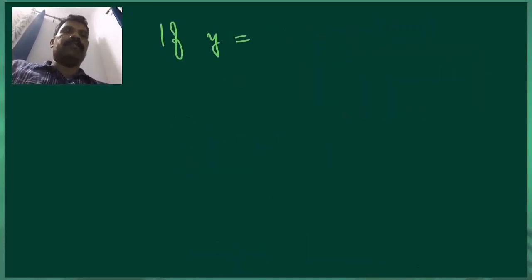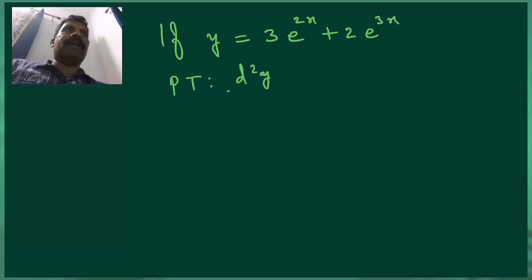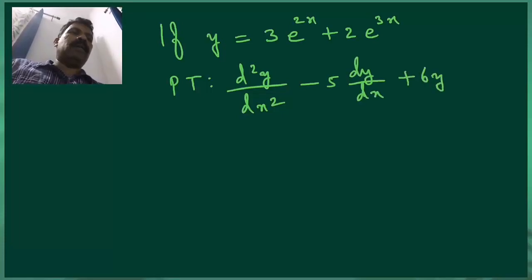If y is equal to 3 into e power 2x plus 2 into e power 3x, then prove that d square y by dx square minus 5 dy by dx plus 6y is equal to 0.